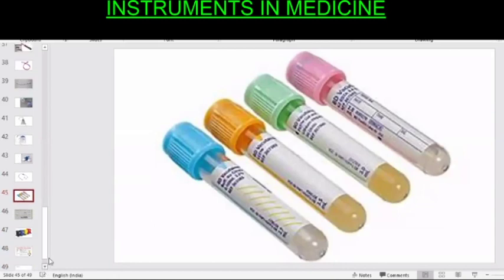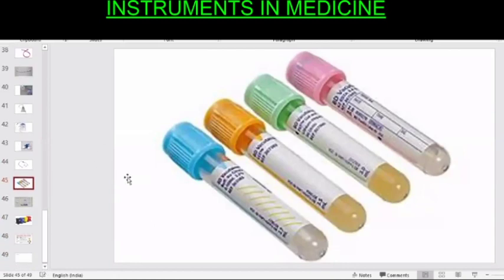These are vacutainers. Don't go by the colors. Tell me the colors which are used in the wards. Red color. If you have a red color, then it is used for? It does not contain any anticoagulant. It is just used for biochemistry studies, primarily. Biochemistry, that is for electrolytes, LFT, RFT, and for serological studies also you can use the red colored vacutainer.